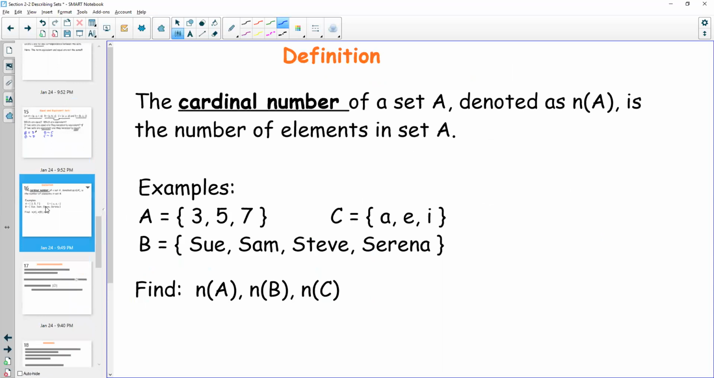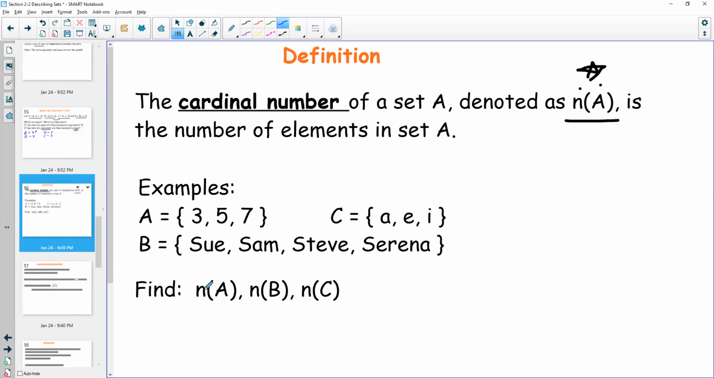Okay. The cardinal number of a set. This is something that is going to come up on tests all semester long, and you are going to forget. So this is really important. This one makes me insane. It is denoted as n(A). That's how we say it, and this reads as the number of elements in set A. This is when we're asking for the cardinal number. How many things are in that set?